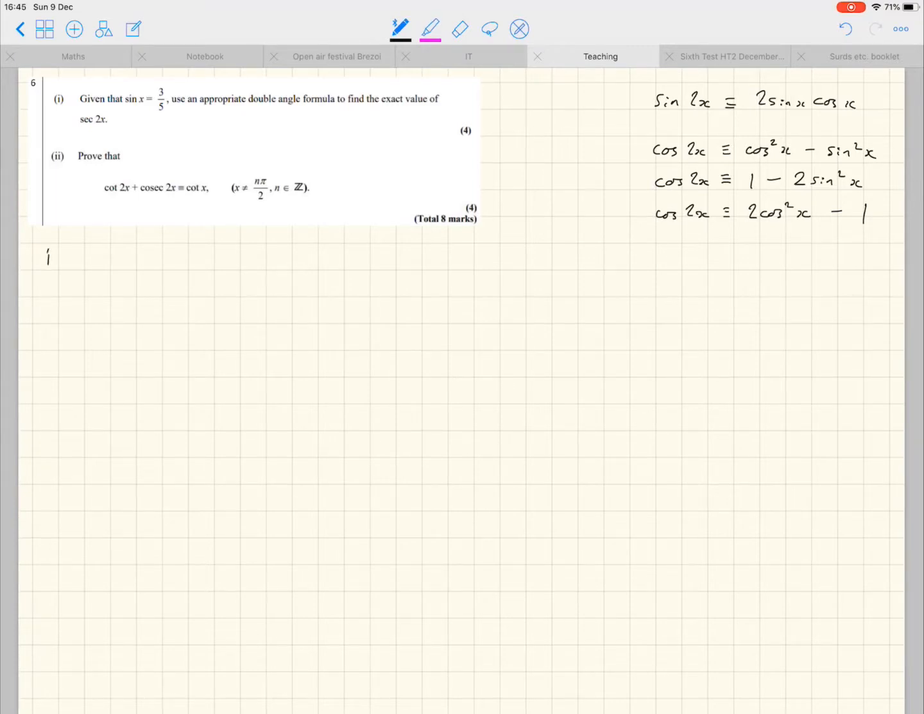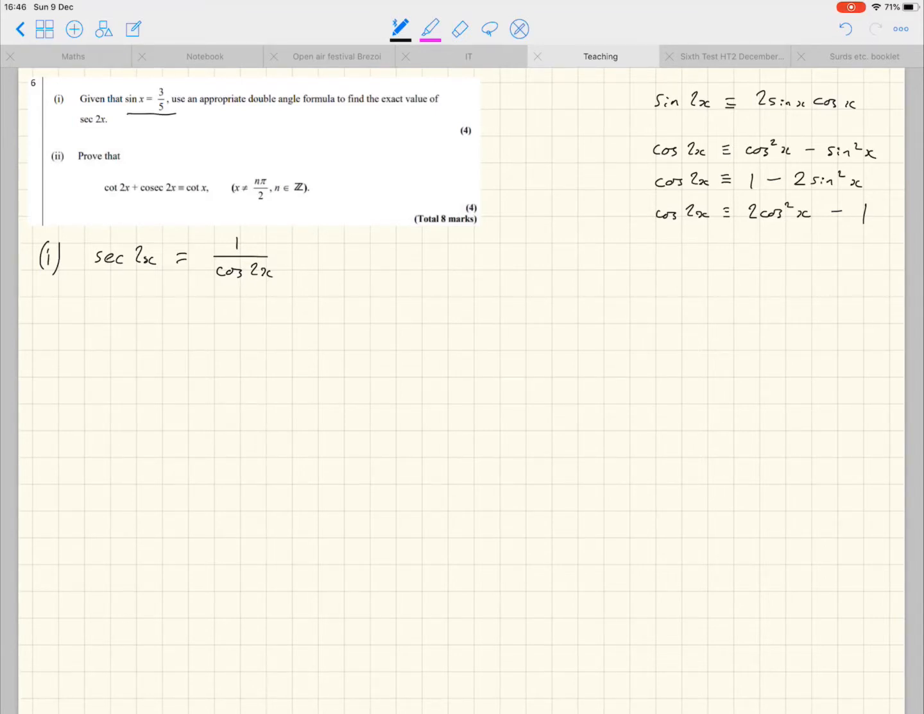Okay, so let's tackle part 1 then. Use an appropriate double angle formula, given this information here, to find the exact value of sec 2x. Well, sec 2x is, of course, 1 over cos 2x. So we really just need to work out what cos 2x is, and then we can calculate sec 2x. Now, which of these three formulas are we going to use? Well, which information have we been given?